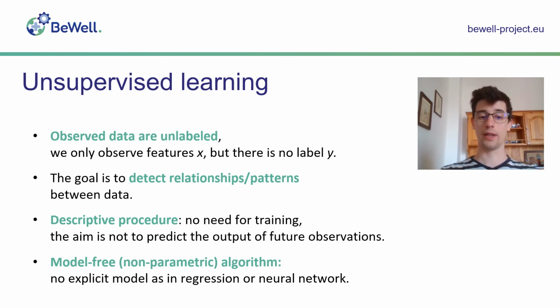Indeed, we do not aim to predict the output of a future observation, and therefore we do not need a training dataset. Let me repeat myself, we only search for relationships within a given dataset in which no new observation will be inserted. In this framework, the machine learning algorithms we will see today are model-free or non-parametric, meaning that there is not an explicit model as in regression or neural networks.